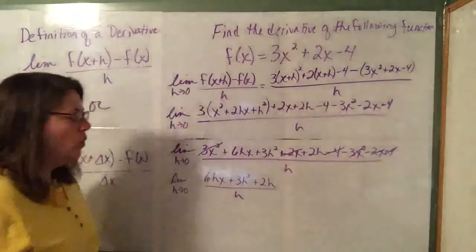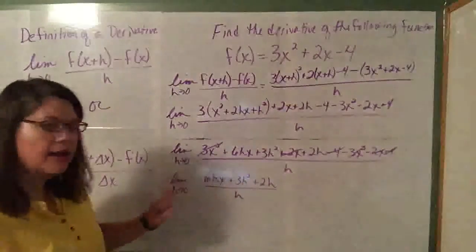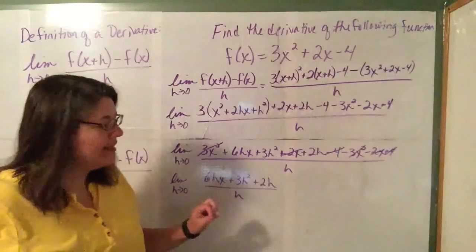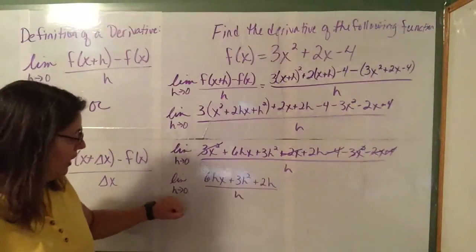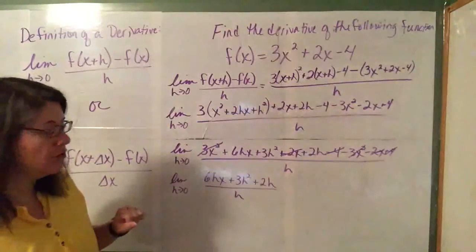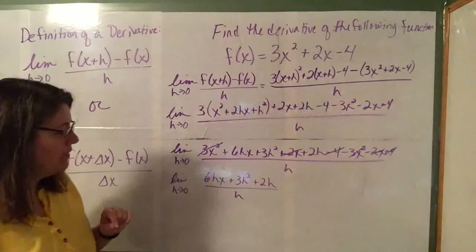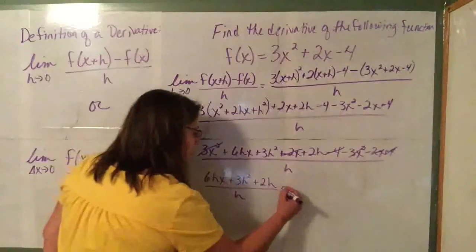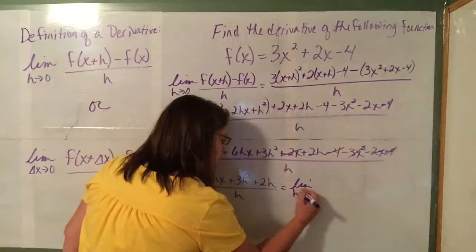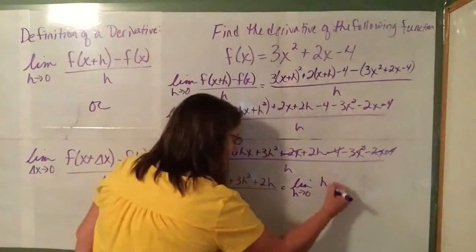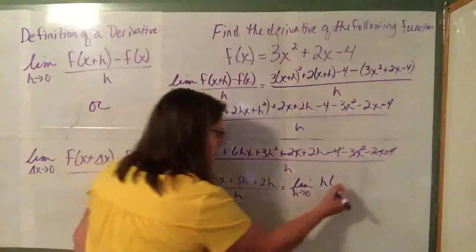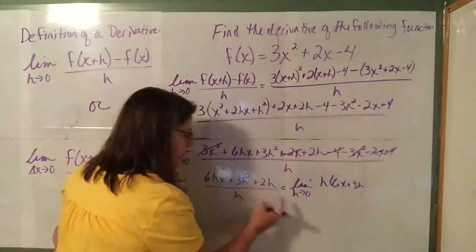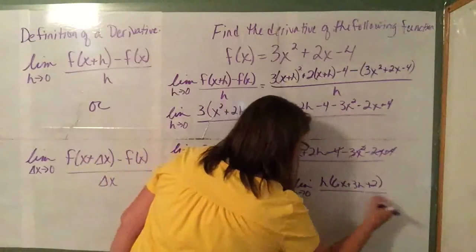So once we've done this, everything that did not contain an h cancels out. That's always going to happen. And that's how we're going to be able to find the limit as h approaches 0. Because now, if you think about the algebra associated with this, can't I just distribute out an h for each of these? So that's the limit as h approaches 0. I'm going to take out an h because they all have an h in common. So that would be 6x plus 3h plus 2. That's still over h.